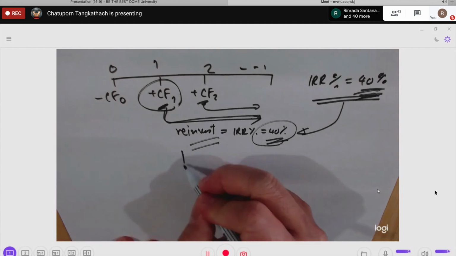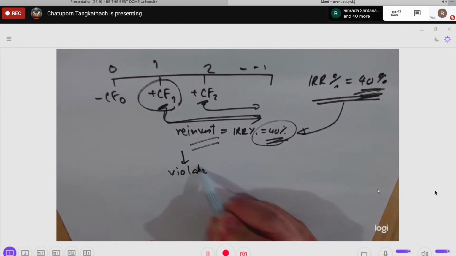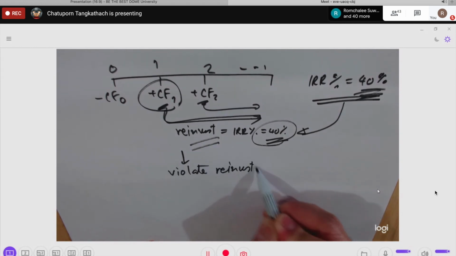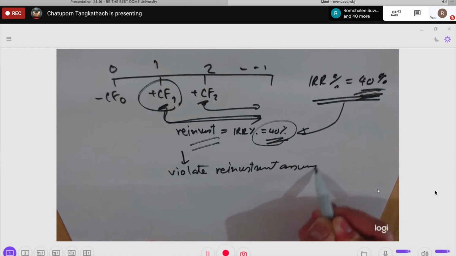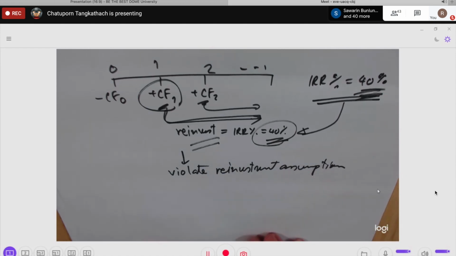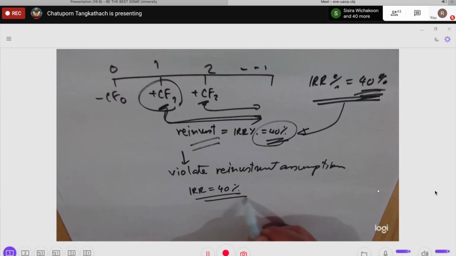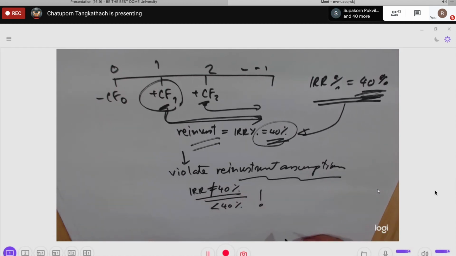Now, what does it mean when we violate the reinvestment assumption here? What will follow? When we claim that our project IRR equals 40%, we actually do not get 40%. We will get less than 40% because our reinvestment assumption is not correct.